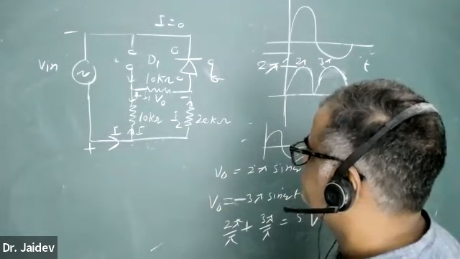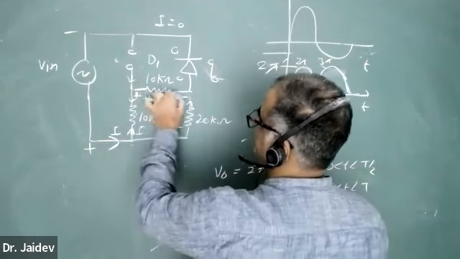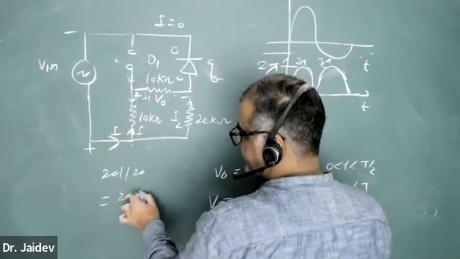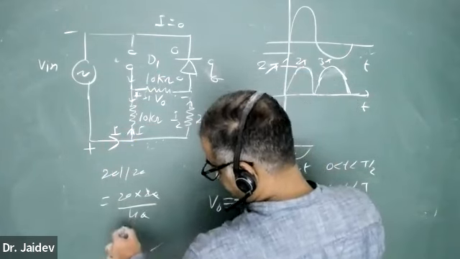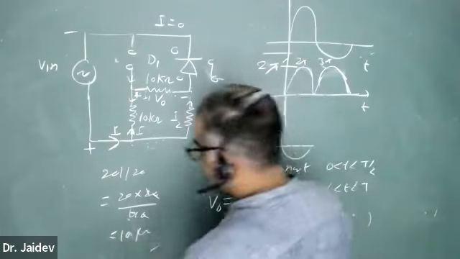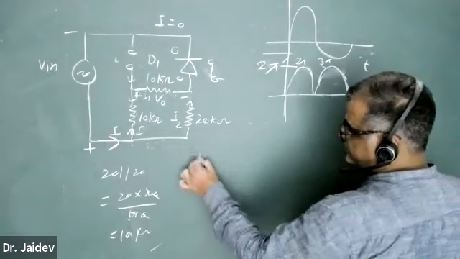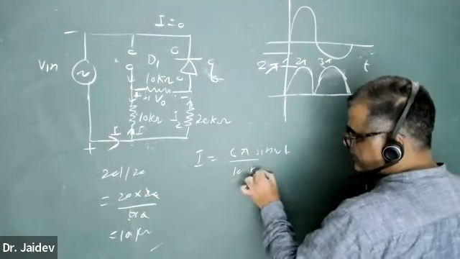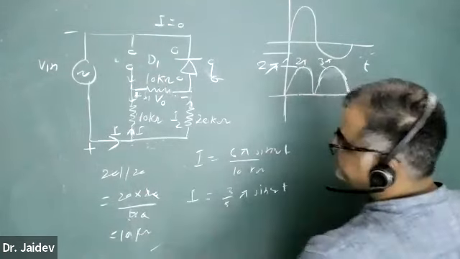And sir, when we calculate P naught, just check it here. Okay, your current is going like this. This is your 10. Now 20 is parallel to 20, so 20 times 20 over 40. How much will it be? 10 kilo ohm. Now we calculate the current. Our source is 6 pi sin omega t, so I is 6 pi sin omega t upon 10 kilo ohm. So it will be 3/5 pi sin omega t. Very good.